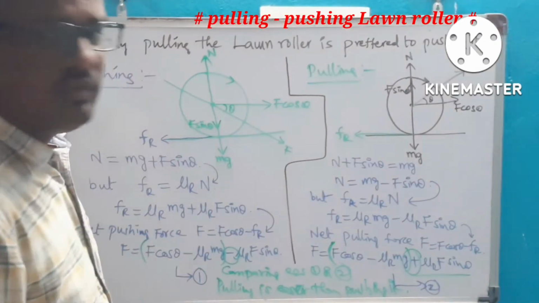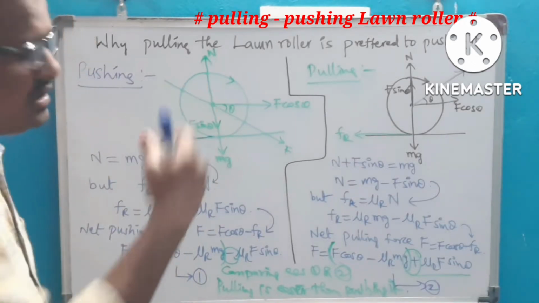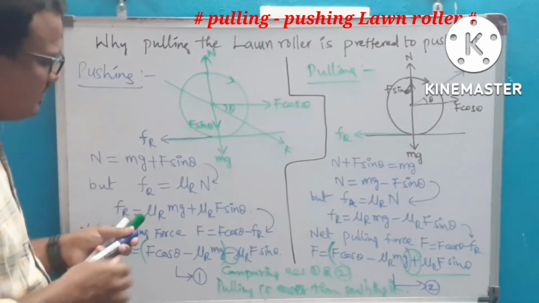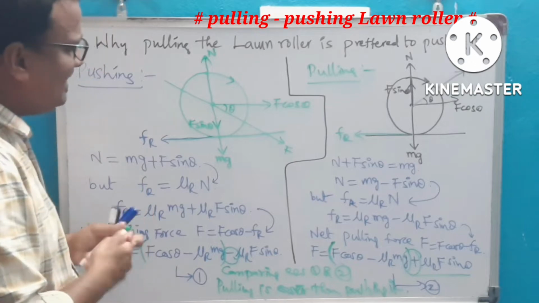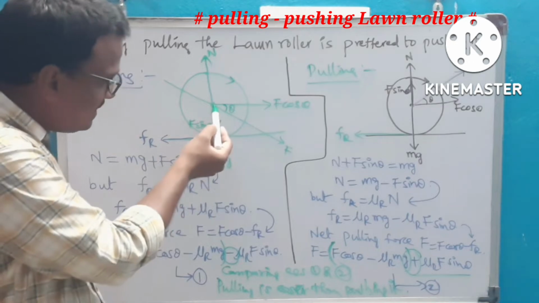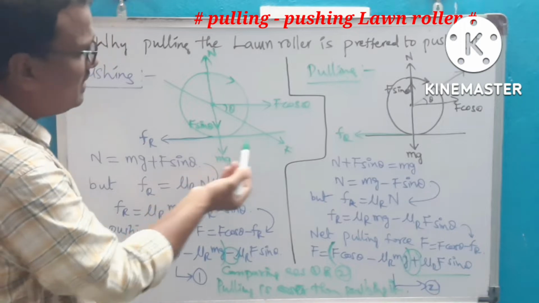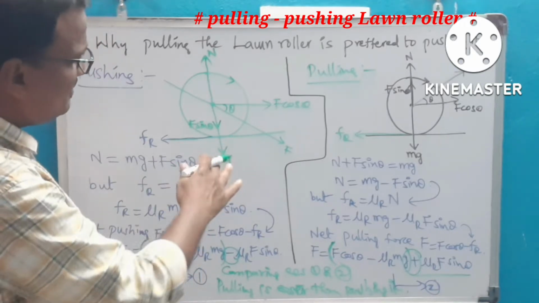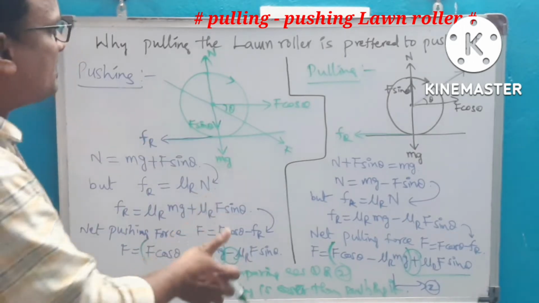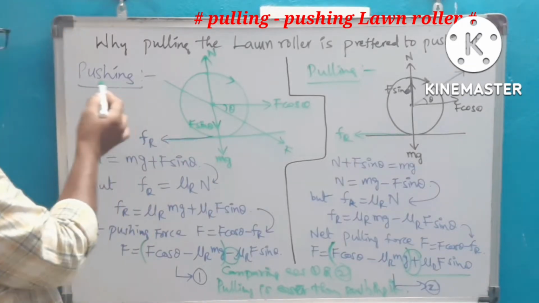So here, for pushing the lawn roller, the side view of the lawn roller is like this. Here the total weight of the lawn roller is applied in the downward direction, and whatever the lower surface is there, that lower surface acts with an equal and opposite normal reaction force in an upward direction.